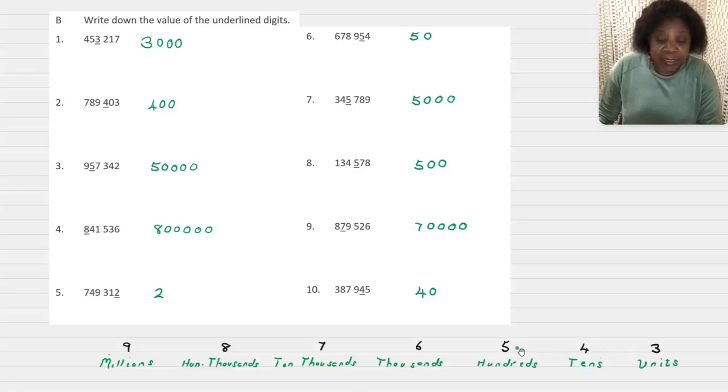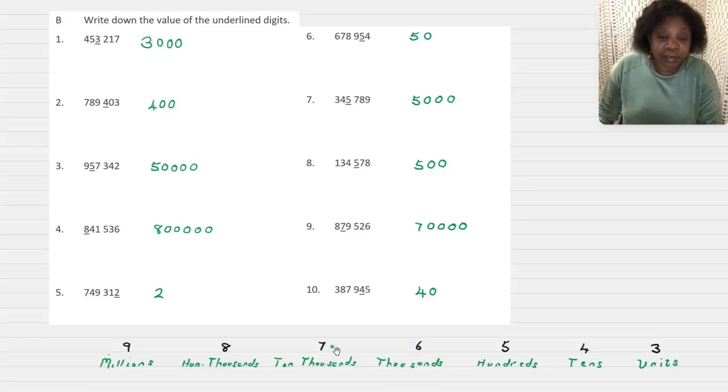Next to that is the hundreds place value, which means the value of the 5 will be 500 because we have 5 times 100. Next to that, we have the thousands place value, which means the value of the 6 will be 6,000 because 6 times 1,000 gives us 6,000.